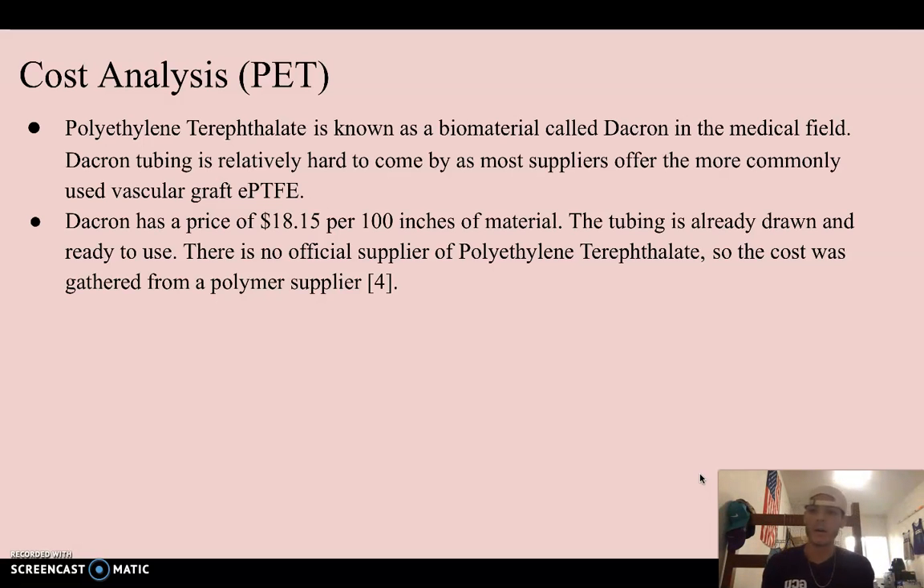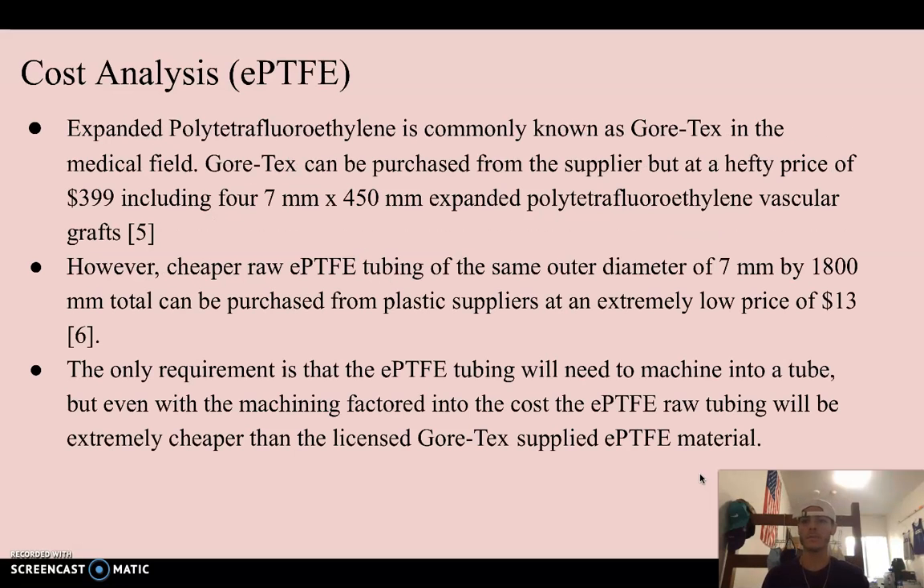The cost of the polyethylene terephthalate is relatively low. It's called Dacron in the medical field, but it's hard to come by due to the fact that the vascular graft, expanded polytetrafluoroethylene, is the leading vascular graft material. But Dacron tubing was found to be roughly $18 per 100 inches of material, and that's for a 6 millimeter by 0.5 thickness tube. It's already drawn and ready to use, so no manufacturing is required, and this was gathered from a polymer supplier, which is referenced.